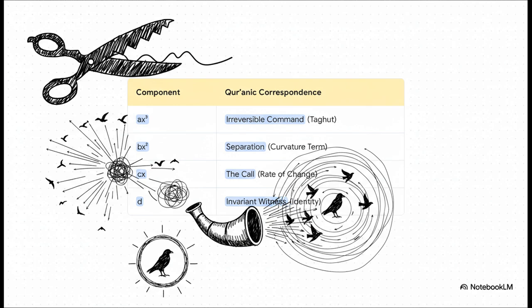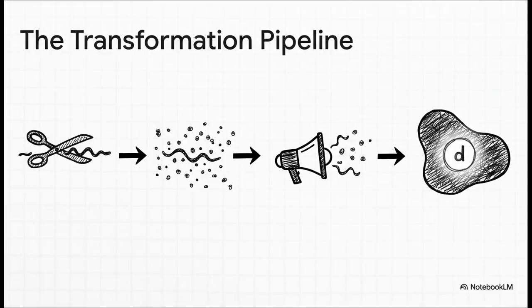Next up is bx squared, the quadratic term. This models the scattering, the dispersal, the death phase. And finally, the most powerful term of all, ax cubed. That represents the irreversible cut, the divine command that kicks the whole thing off. So what this gives us is a crystal clear transformation pipeline.